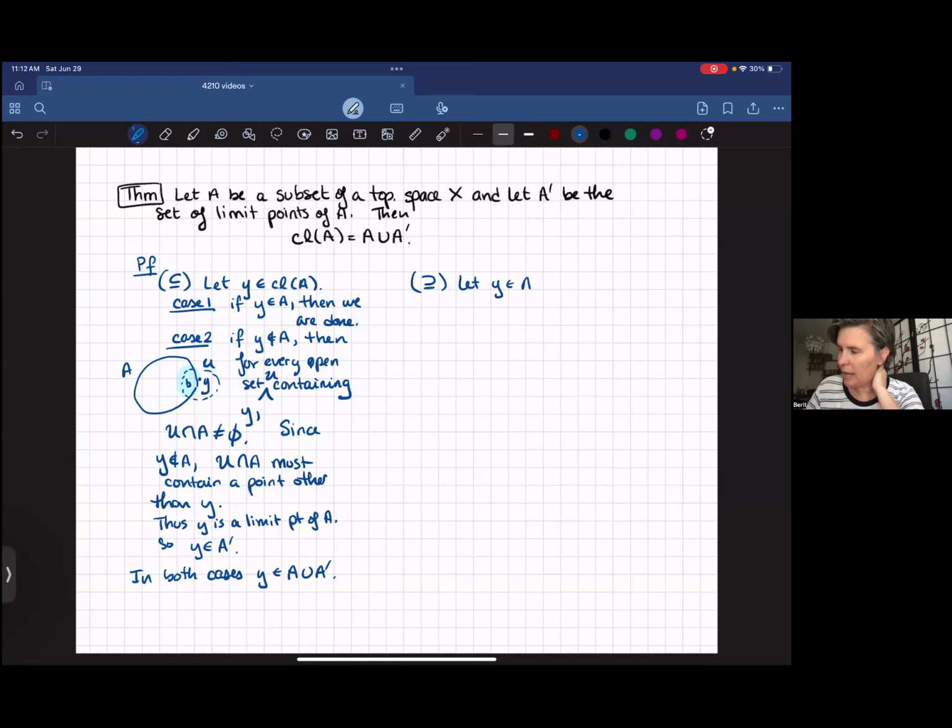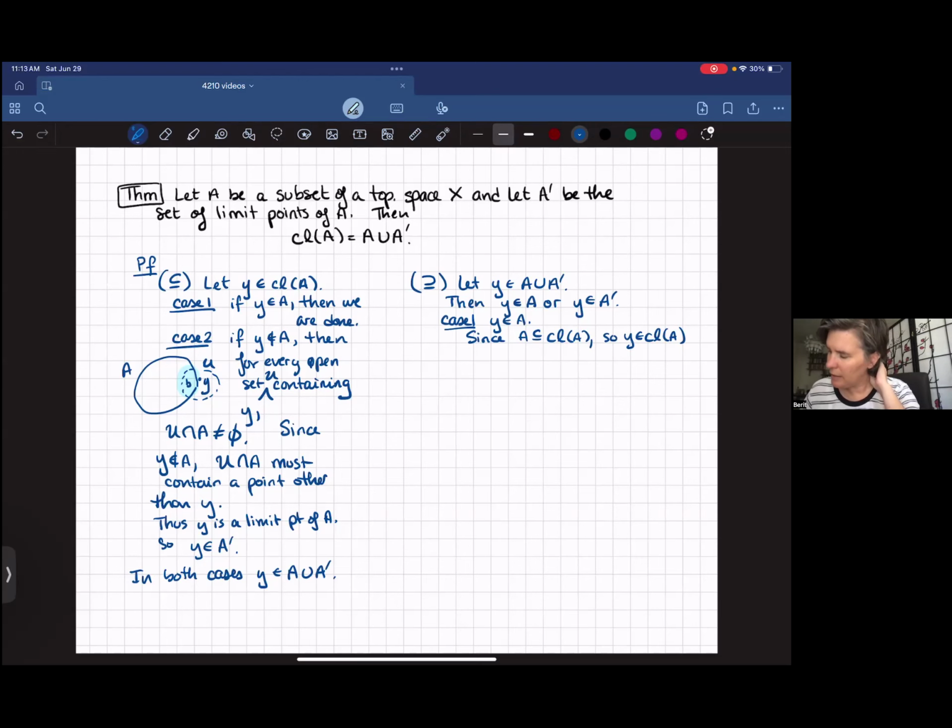Let y be in A union A prime. The meaning of union is that y is in A or y is in A prime. And so again, we have cases because our hypothesis is an or statement. So we have to think about the two possible cases. Case one, y is in A. Well, we know that A is always a subset of the closure of A. So y would also be in the closure of A.